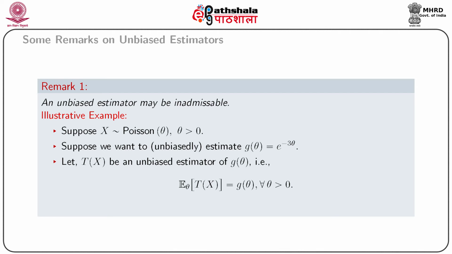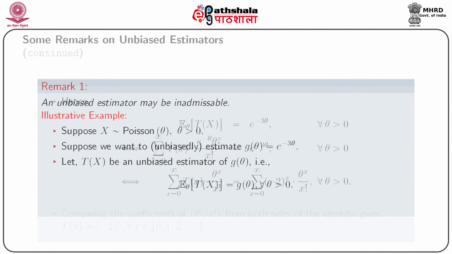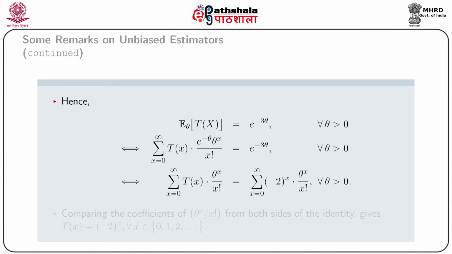Let T(X) be an unbiased estimator of g(θ). Hence, expectation of T equals g(θ) for all θ, which implies summation over x from 0 to infinity of T(x) e to the power minus θ θ to the power x divided by x factorial is equal to e to the power minus 3θ for all θ, which implies summation over x from 0 to infinity of T(x) θ to the power x by x factorial is equal to e to the power minus 2θ, which is equal to summation over x from 0 to infinity of (minus 2) to the power x θ to the power x divided by x factorial.